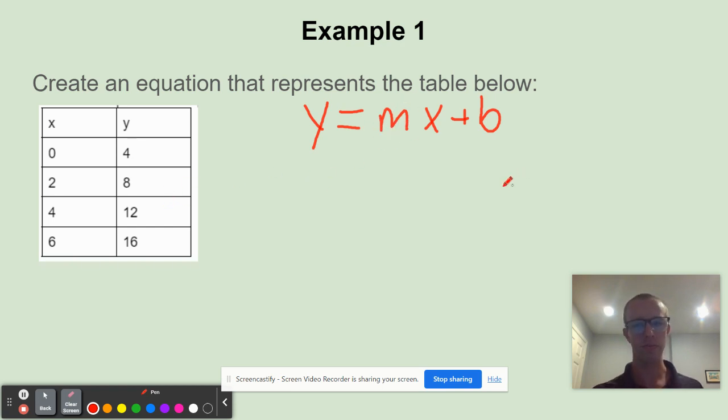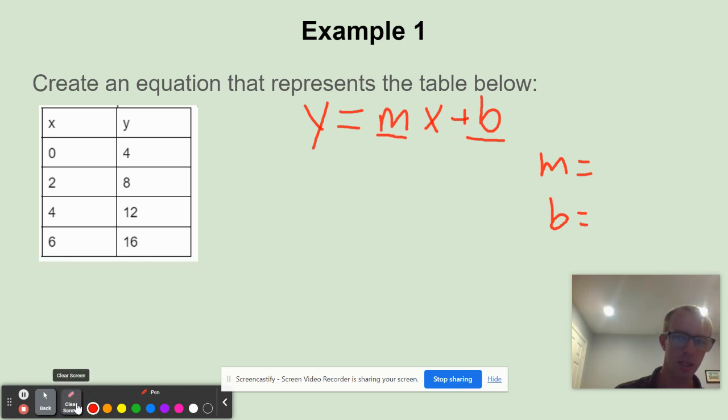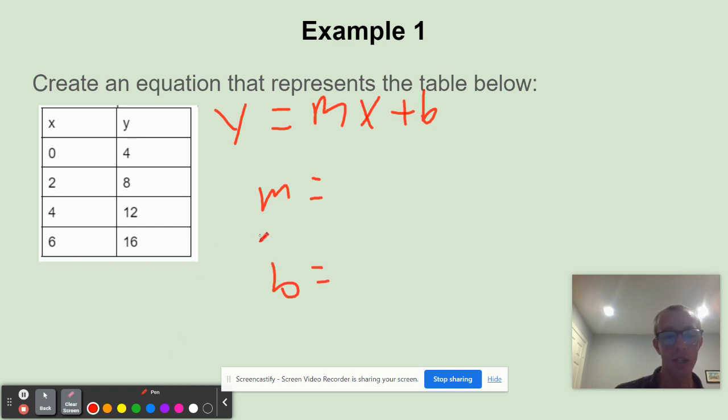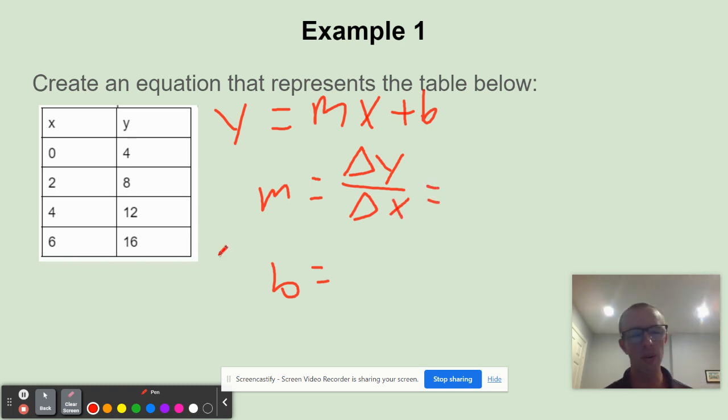If we want to make an equation for this line, we need both these parts. We need to find the slope and the y-intercept. So I'm going to say m equals and b equals and search for these. Actually, let me give myself some more space. Okay, so m, or the slope, or the constant rate of change, is equal to the change in y over the change in x.